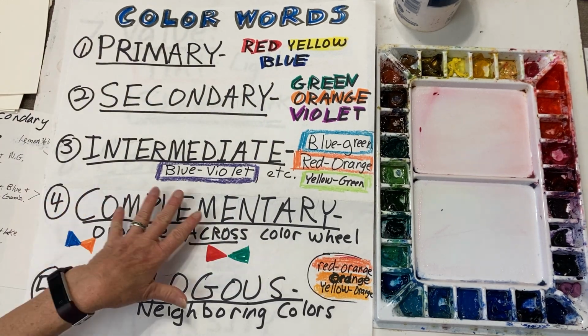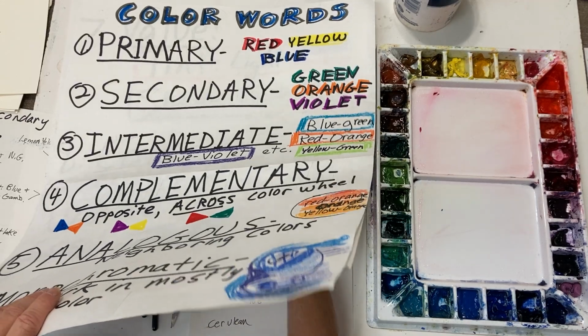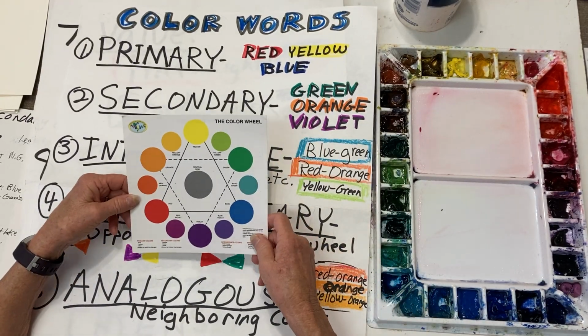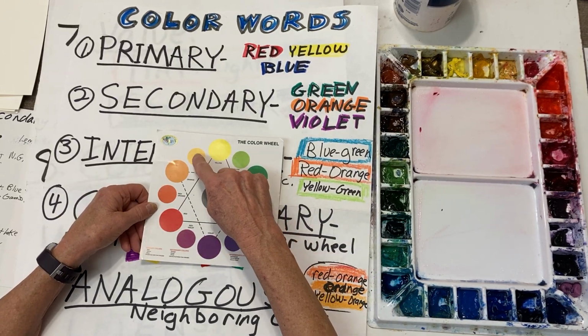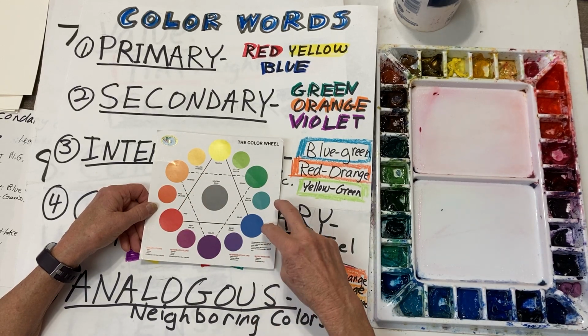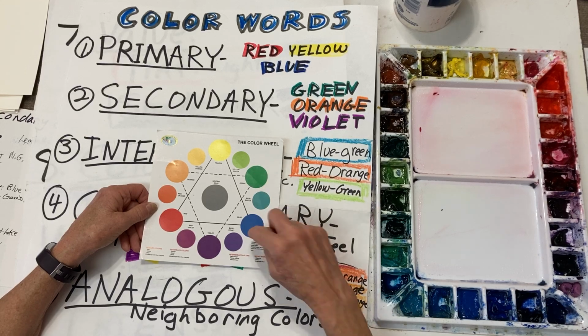The intermediate colors would be the ones in between, and if I can get this other color wheel, you would say the primary name first, so this would be yellow orange, and the secondary second. This would be blue green because it's halfway between blue and green.